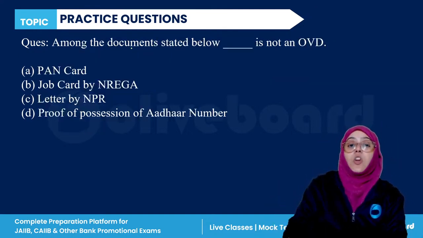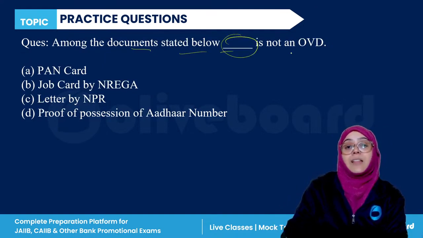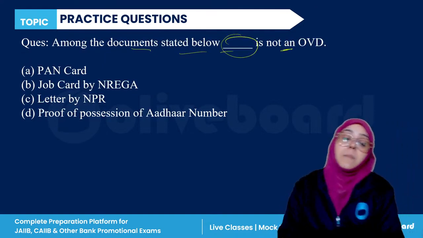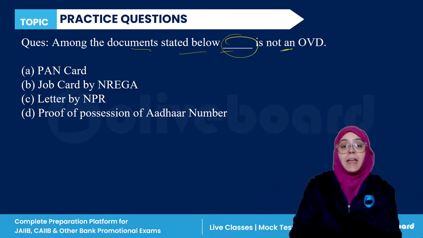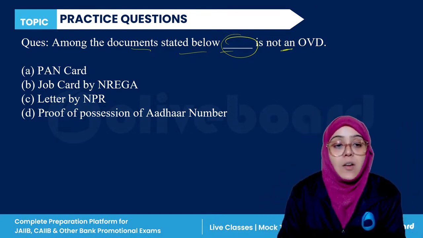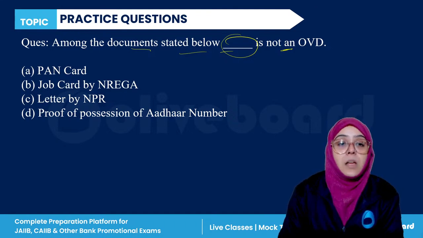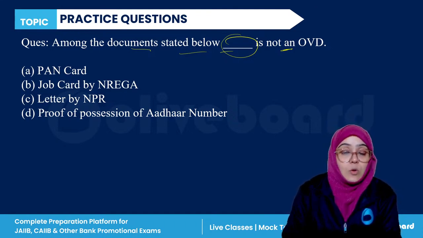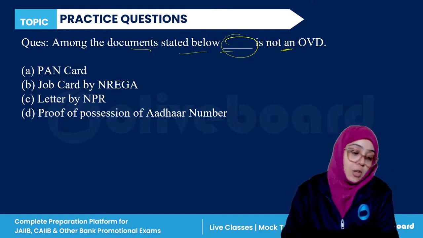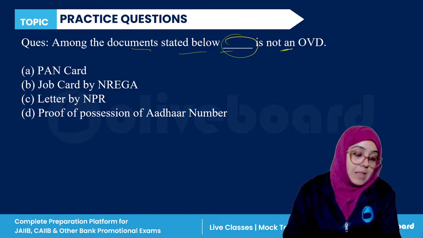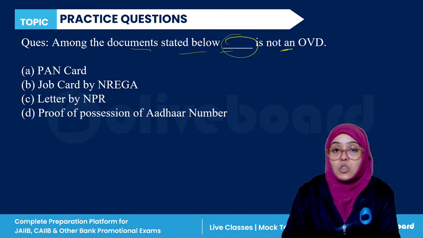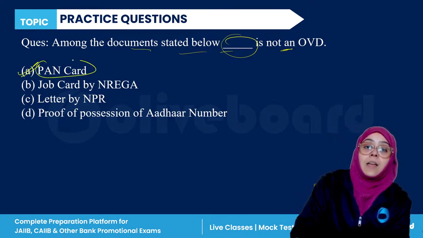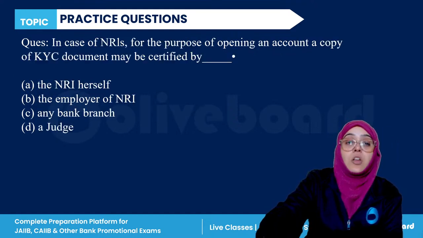Okay, next. Among the documents stated below, Dash is not an officially valid document. PAN card, job card by NREGA, letter issued by NPR, National Population Register, or proof of possession of Aadhaar number. Which one is not an officially valid document? Obviously, it is PAN card. PAN card is not an officially valid document.